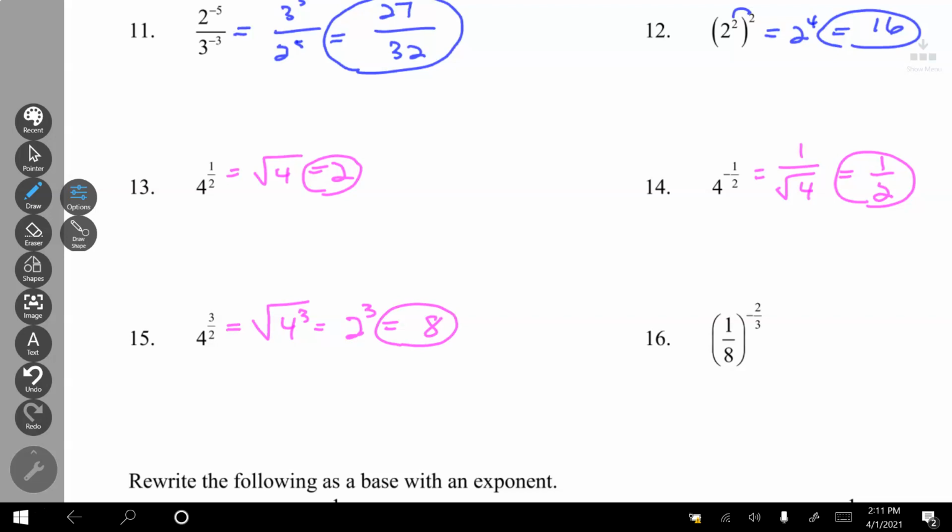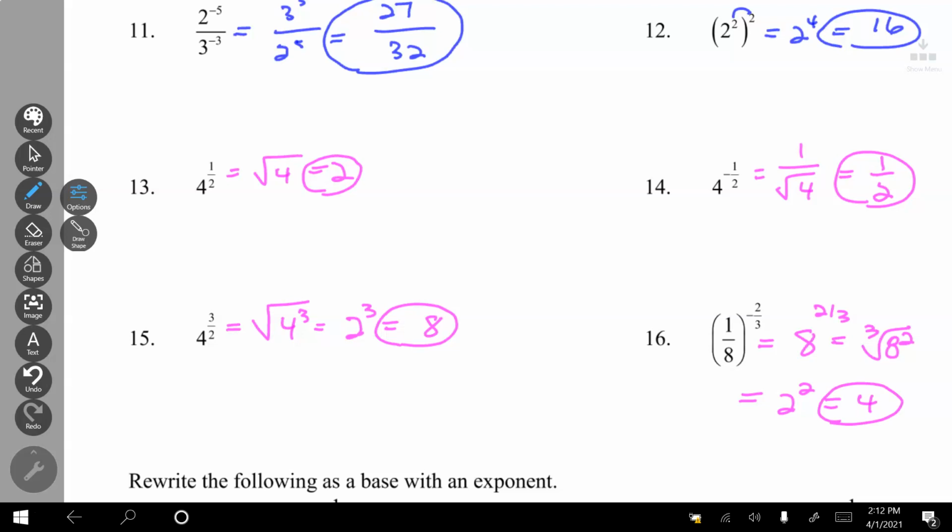And this last one, I see a negative exponent. That means I could flip the number if I want to. Sometimes I could do it later. I'm going to flip it first. I could rewrite it as 8 to the 2/3, which means I have to have a power and a root, which is going to be the cube root of 8 squared. And the cube root of 8 is 2 squared, which is equal to 4.